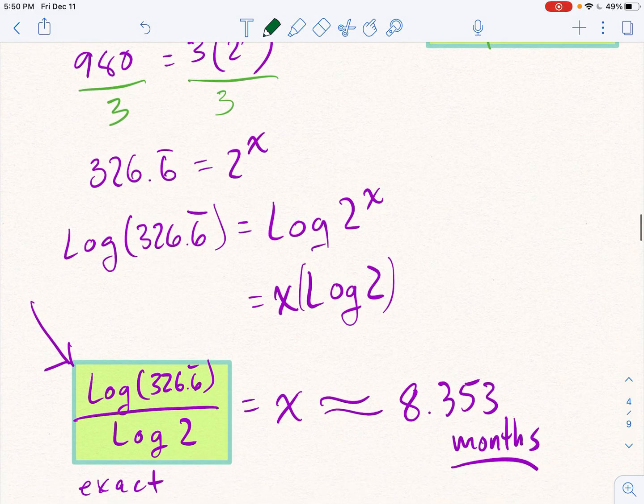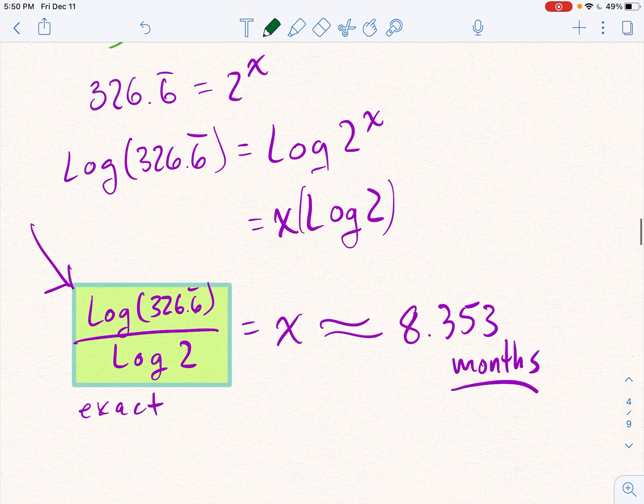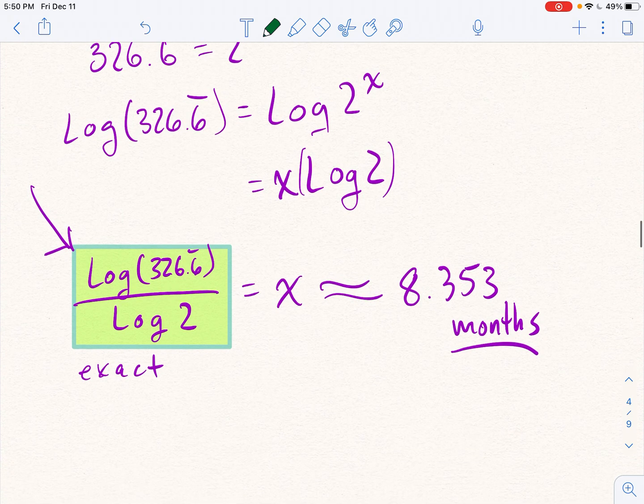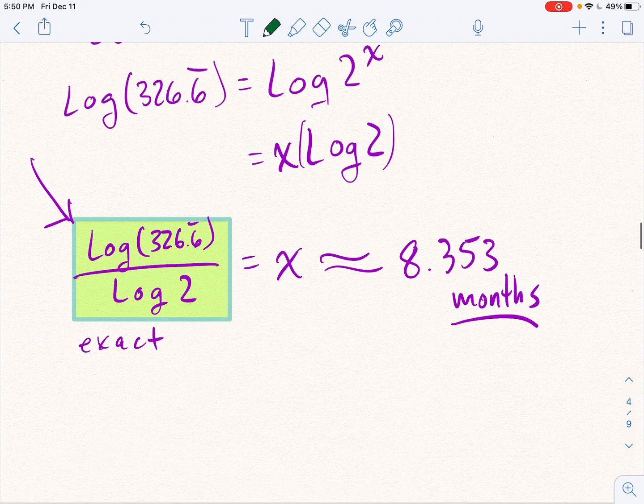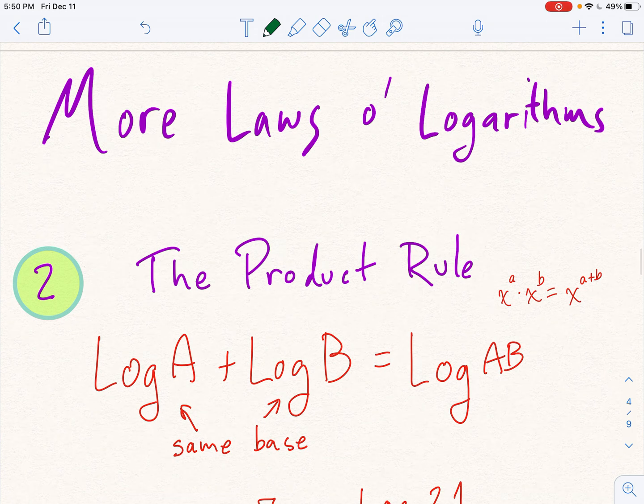We're going to take the log of both sides, use the power rule to move the exponent down as a coefficient of log of 2, and divide by log of 2, and there's our exact version, that fraction. And once again, that's not a very practical answer to the question, how long would it take to get $1,000? So you do need to use a calculator, and it works out to be about 8.3 months. Okay. So another couple of laws of logarithms here, very important to go through.